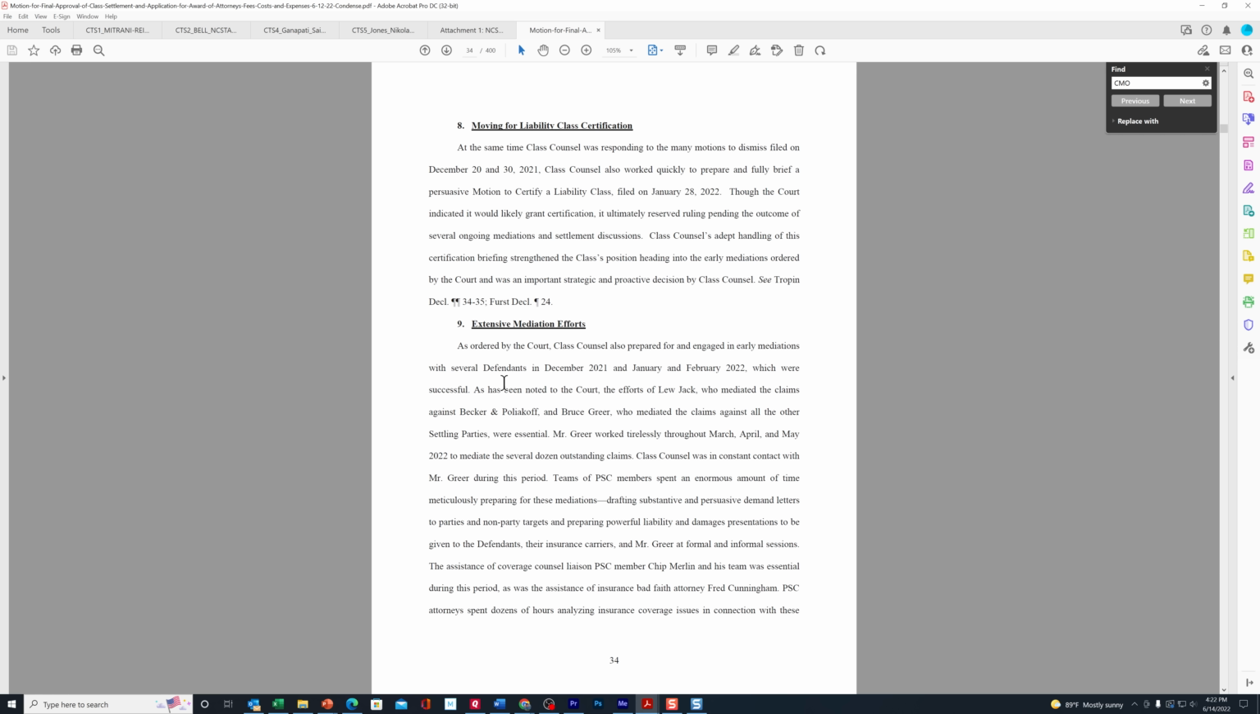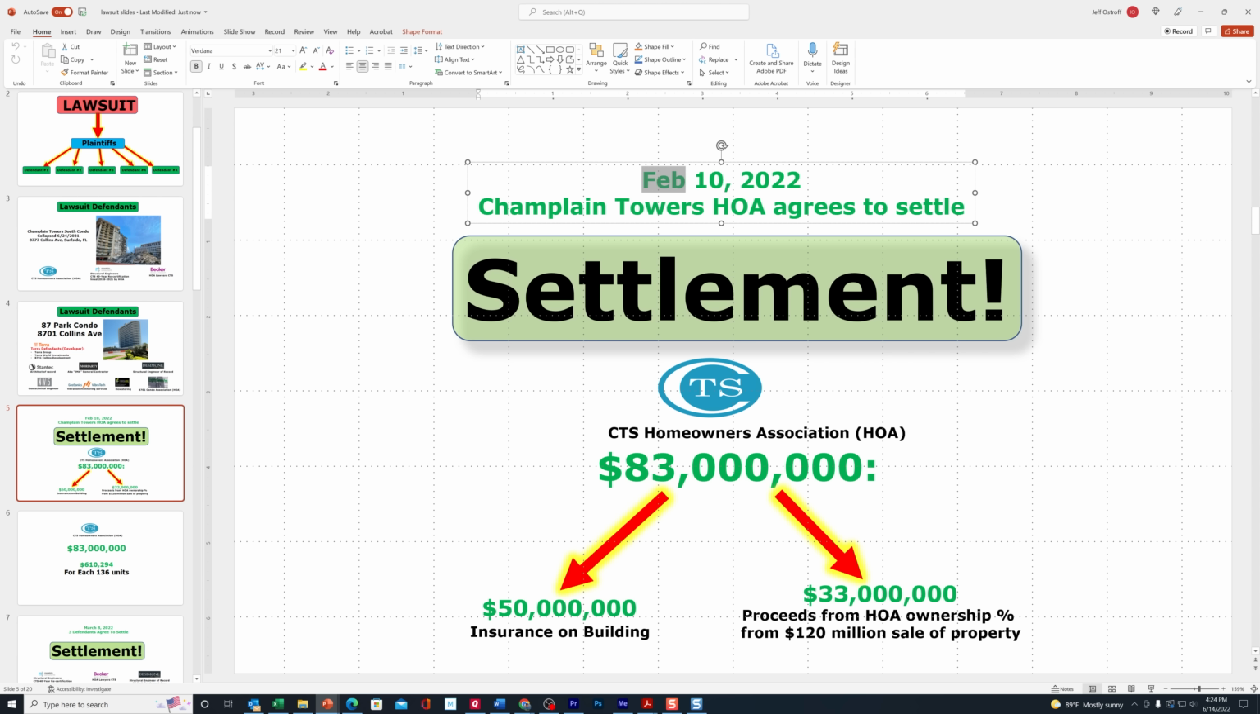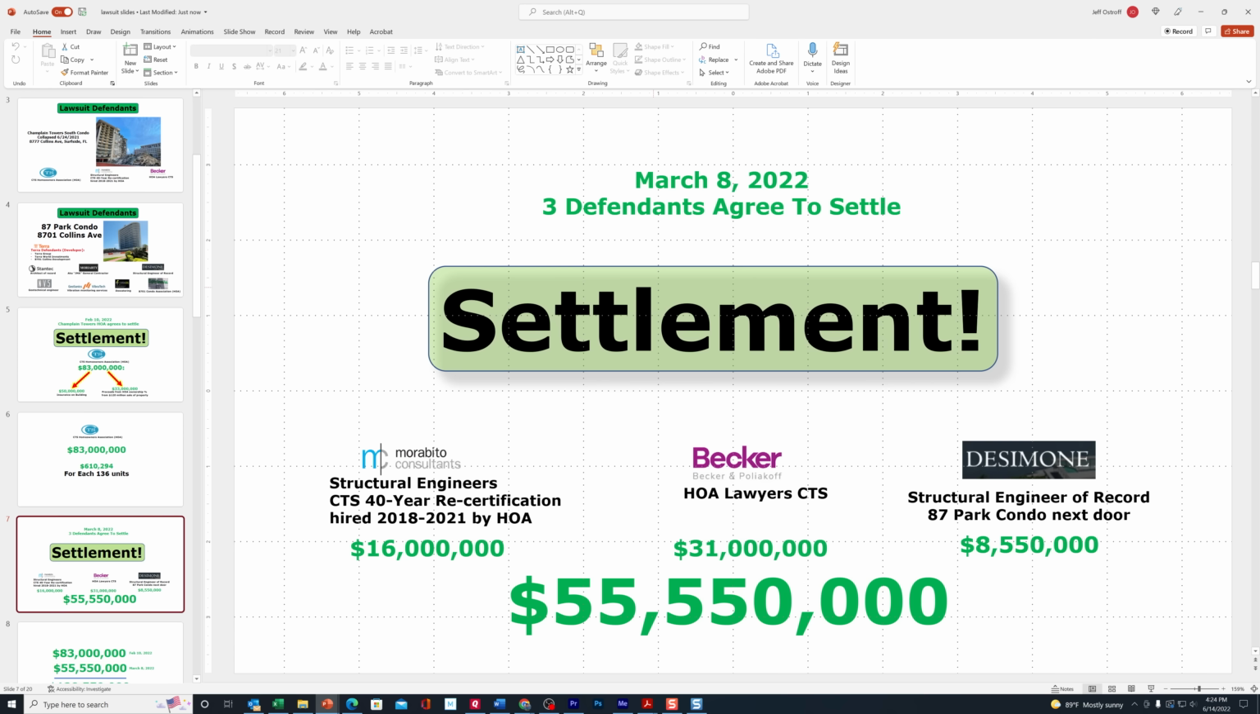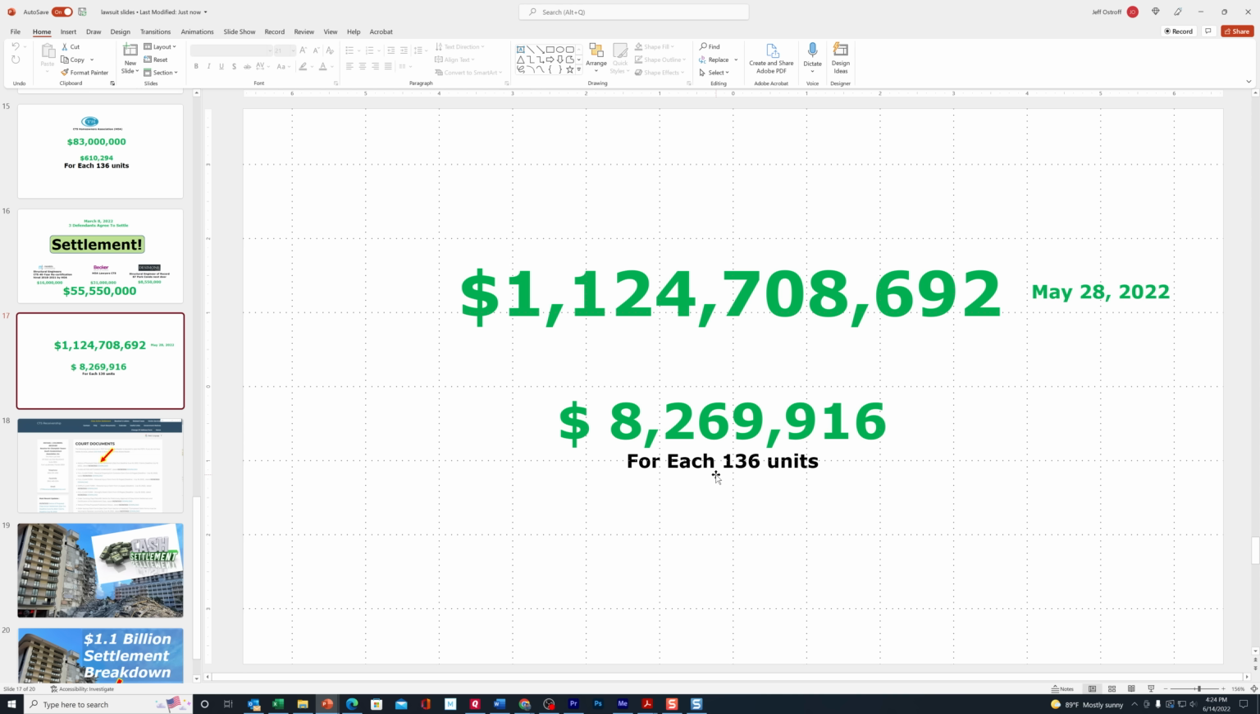And a lot of it started like in December. So they went through it, December, January, and February. You can see here, we had the first settlement on February 10th. And then I showed you the other slide I made, which showed that the next few settlements broke through here on March 8th. And then, of course, on May 28th, it all ended up here being over $1 billion.